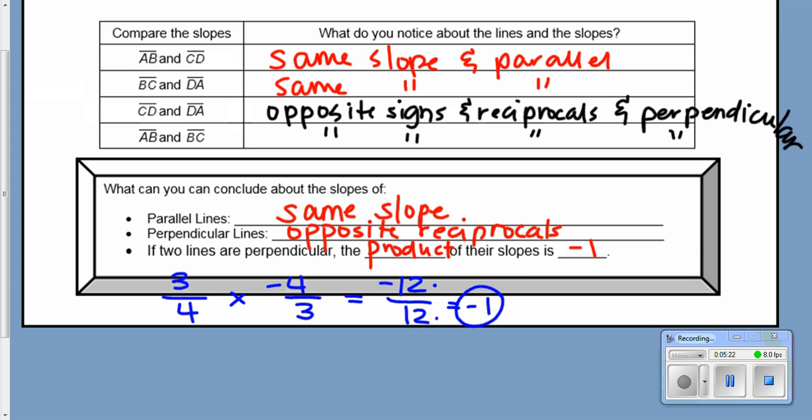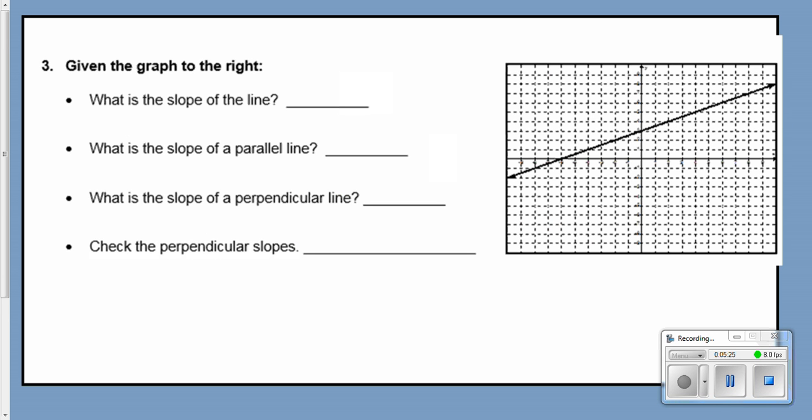Okay, so the rest of this is just practice. So number 3 is a graph. This is good practice for finding slope from a graph. So first, what's the slope? Well, I'm going to find 2 perfect points. I see one here. I see one here. There's probably a few others, but I'm just going for the first 2 I see. My rise is 1, 2, 3. My run is 1, 2, 3, 4, 5, 6. So my slope is 1/2.